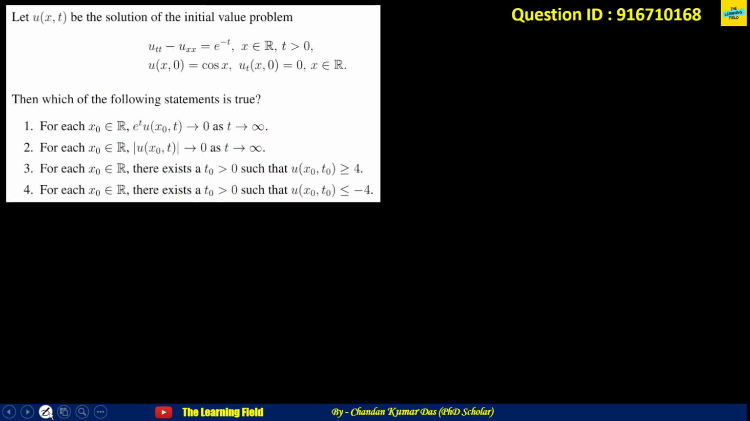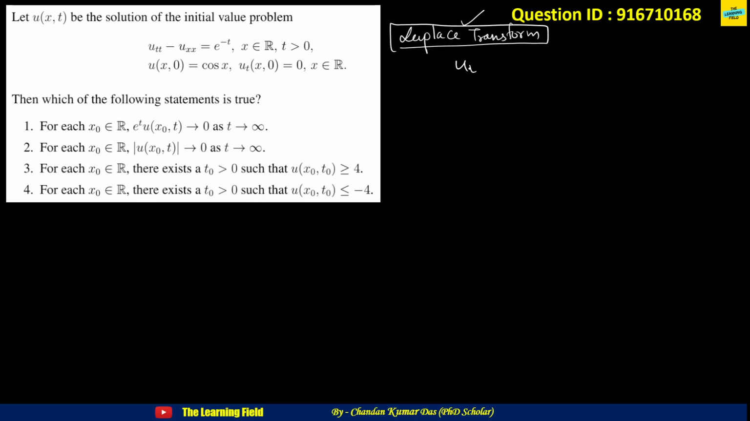Next question. This is a question on the non-homogeneous wave equation. The question says: let u(x,t) be the solution of the initial value problem, this one, then which of the following statements is true. There are different kinds of methods to solve this question. Here we apply the Laplace transform method.